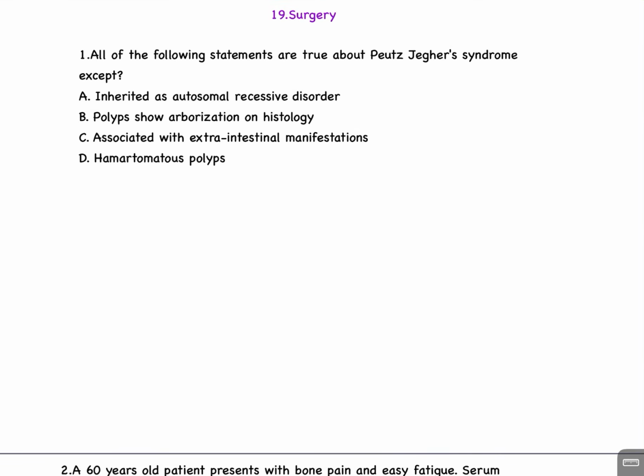INICET November 2025 Recall Surgery. Question number 1. All of the following statements are true about Peutz-Jeghers syndrome except A. Inherited as autosomal recessive disorder. B. Polyp shows arborization on histology. C. Associated with extraintestinal manifestation. D. Hamartomas polyps. इसका आंसर है A. Inherited as autosomal recessive disorder.